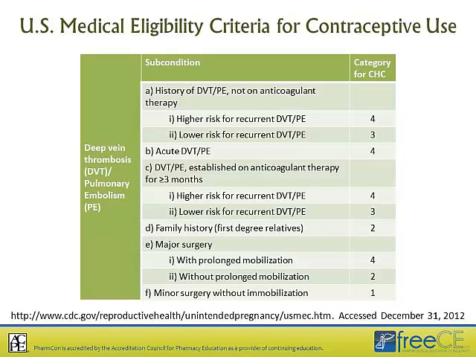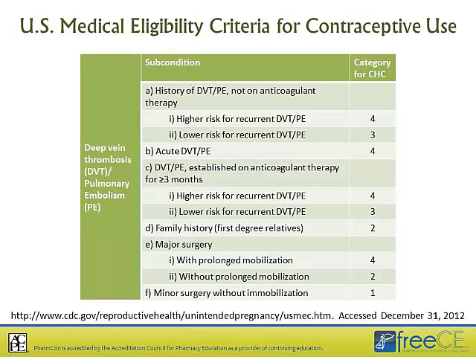In this case, you're looking at a patient's history of DVT and whether or not they've been on anticoagulant therapy. You can see that it would be contraindicated in somebody not on anticoagulant therapy with a high risk for recurrence. Acute DVT or PE would be another contraindication.